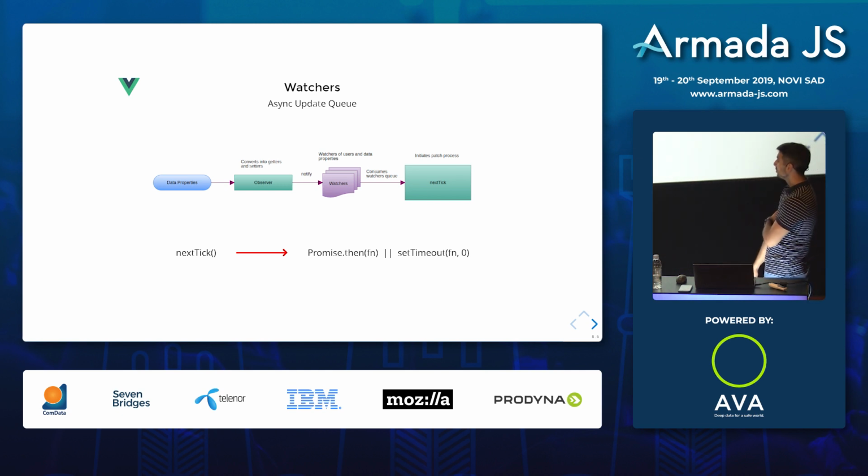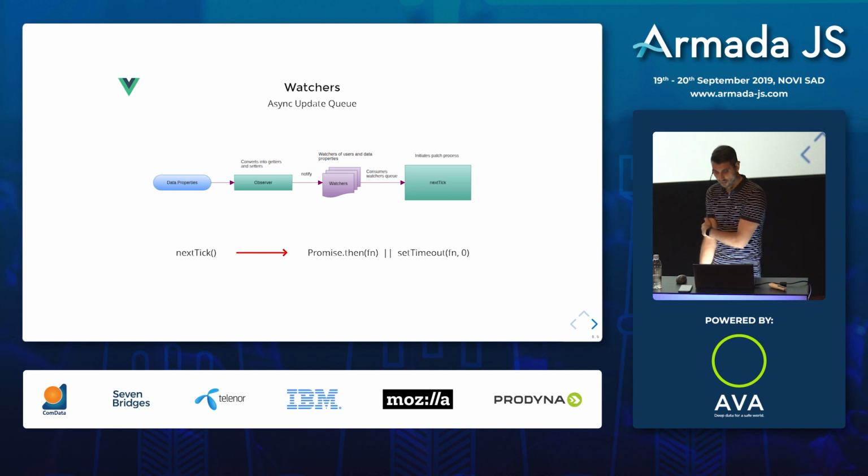Vue tries to use promise.then because it will flush these render functions into the microtask queue. If you're familiar with the event loop, it will make sense. Or if it fails, it just sets a timeout and pushes the rendering to the moment when it's available in the queue.